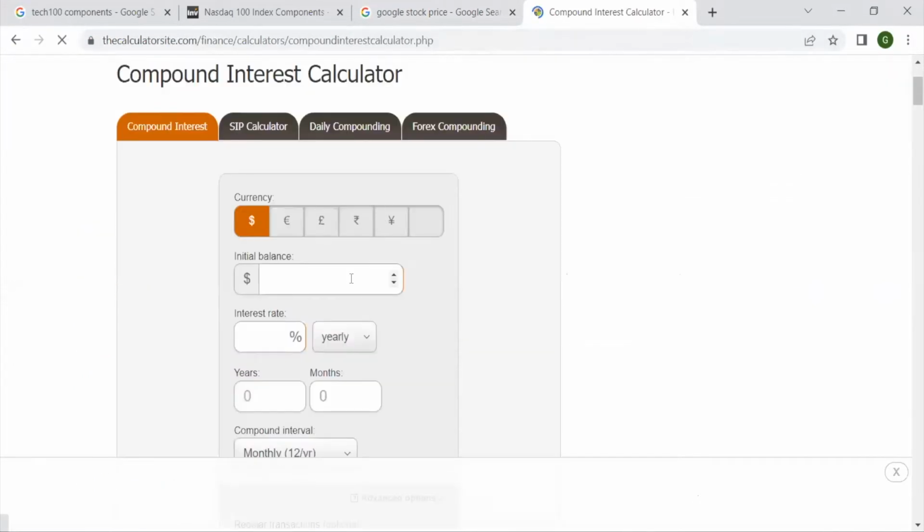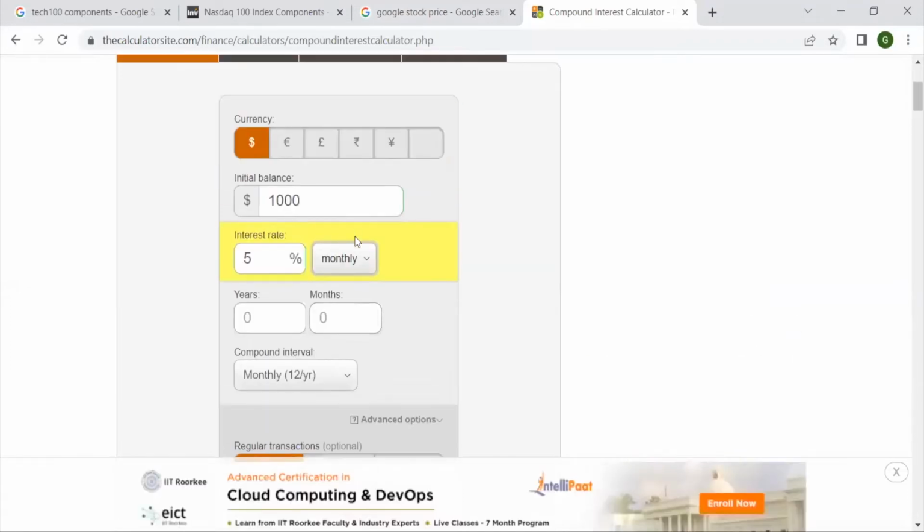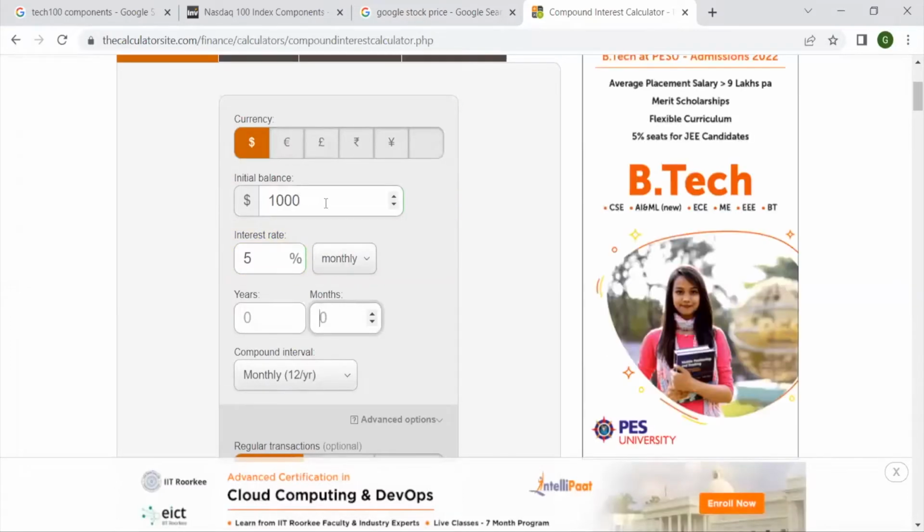So let's assume I am an investor or a trader, and I start my trading account with a capital of $1,000. So that's how I put in my amount as $1,000. My growth rate is, let's say, 5%, like I discussed, and I change this to monthly. Let's say I keep repeating this process. So what I'm doing is I've invested $1,000.